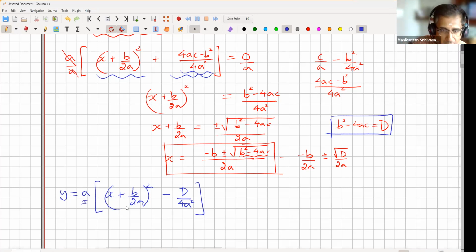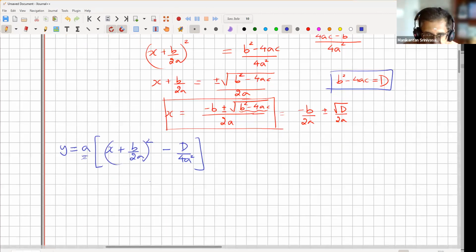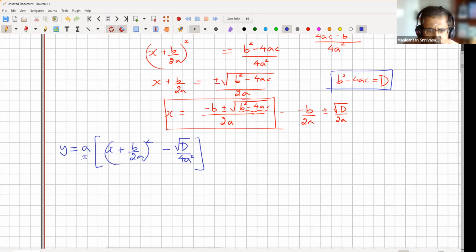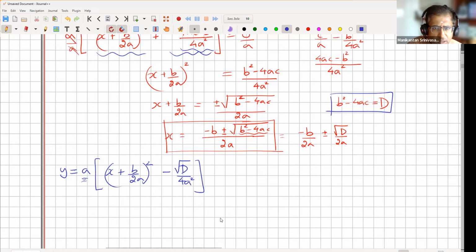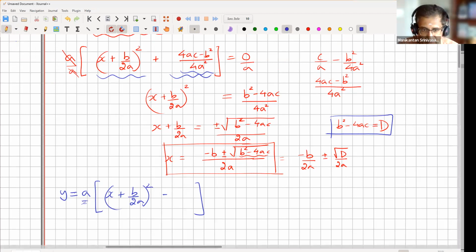Now, if you analyze this expression, right? Sorry, I made a small mistake. B square, square root of d, 4a, right? Minus d by 4a. No. There's no square root here. Sorry, the square root was after that, right? I thought I missed the square root. No, I did not. I was okay initially itself. B square minus 4ac is d, and this is.